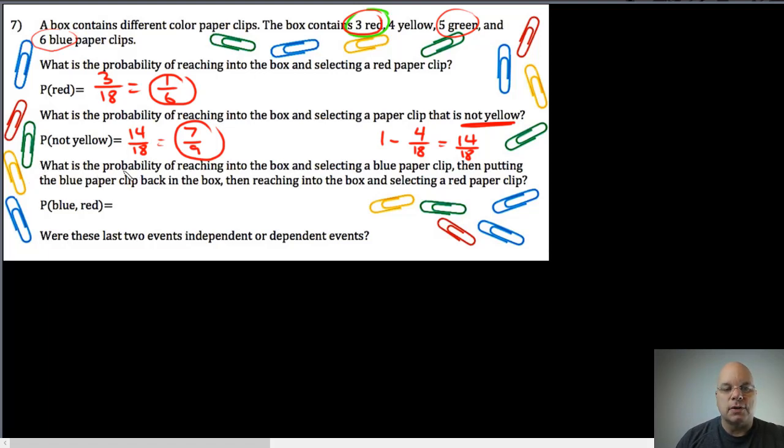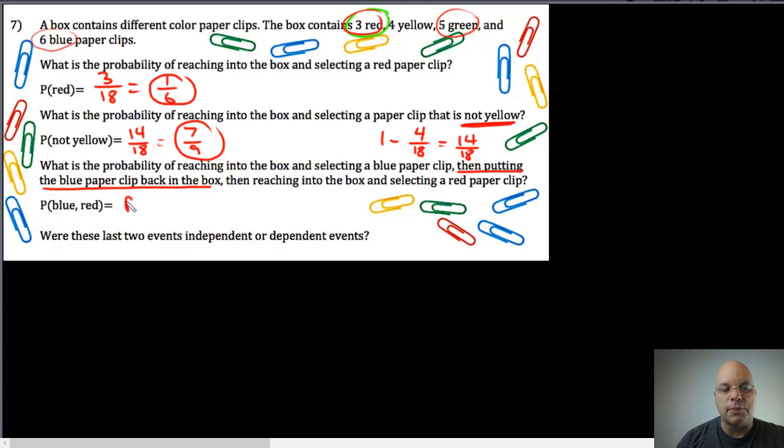Next question says, what is the probability of reaching into the box, selecting a blue paperclip? I'm going to underline this part. This is important. Then putting the blue paperclip back in the box. Then reaching in the box and selecting a red paperclip. Because we're putting the blue paperclip back in the box, it resets the situation, and the probability of selecting that red paperclip is not in any way influenced by the fact that we pulled a blue paperclip the first time. So these are independent events.